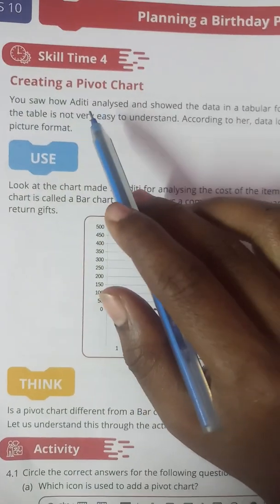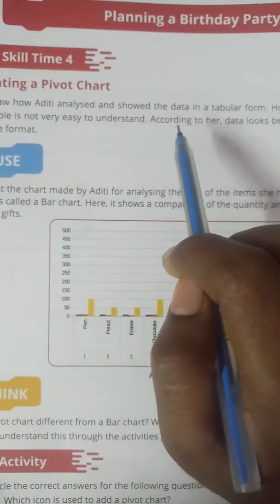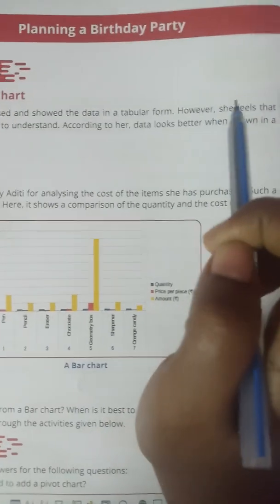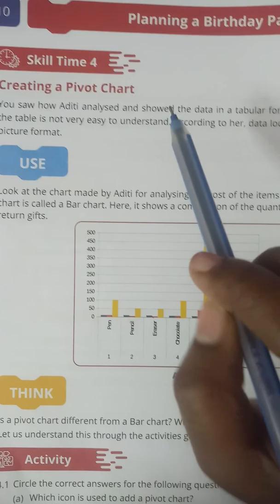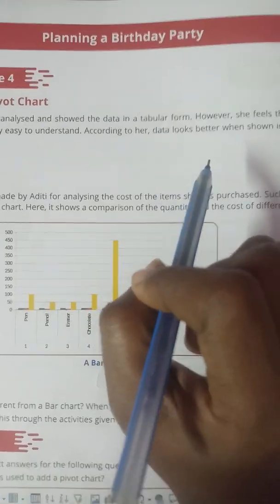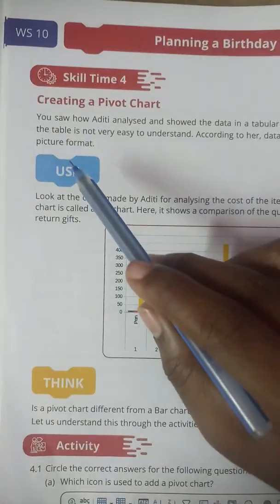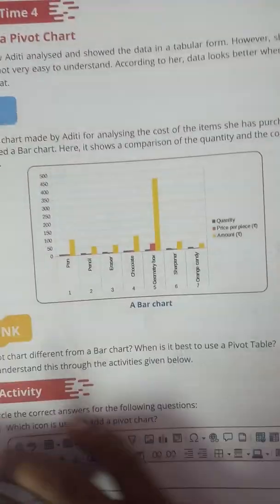You saw how Aditi analyzed and showed the data in a tabular form. However, she feels that the table is not very easy to understand. According to her, data looks better when shown in a picture format. So in skill time 3 we have created a pivot table.